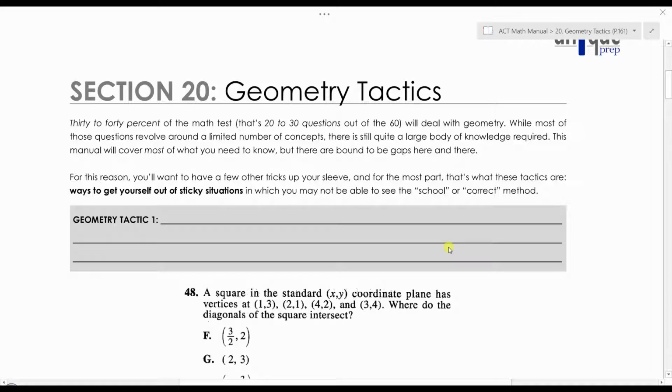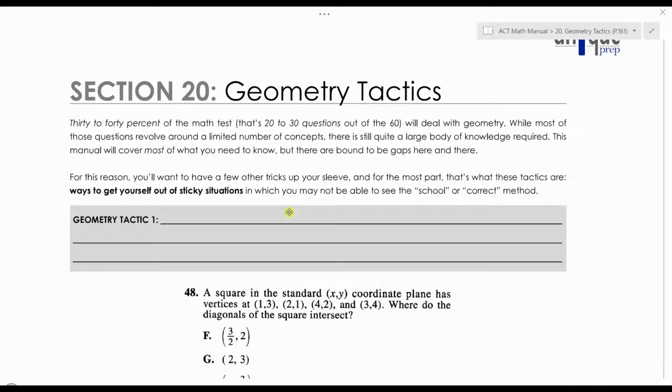This is section 20 of the ACT manual. This is page 161, Geometry Tactics. There is quite a bit of geometry on the ACT. 20 to 30 questions out of the 60 will deal with geometry.